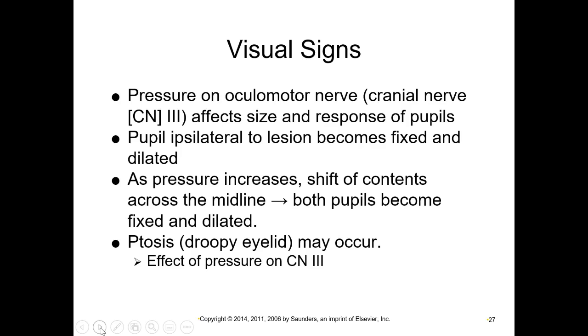Visual signs: you'll see pressure on the oculomotor nerve affect the size and response of pupils. The pupil ipsilateral to the lesion becomes fixed and dilated. With shift of contents across the midline, both pupils become fixed and dilated. And ptosis, that droopy eyelid, may occur due to pressure on cranial nerve 3.